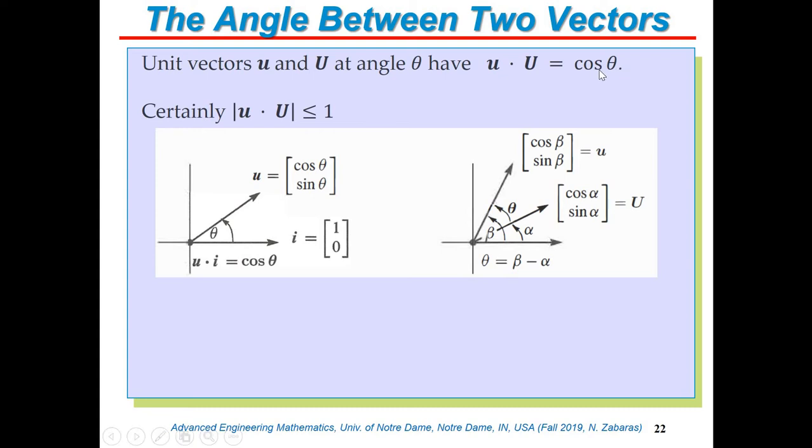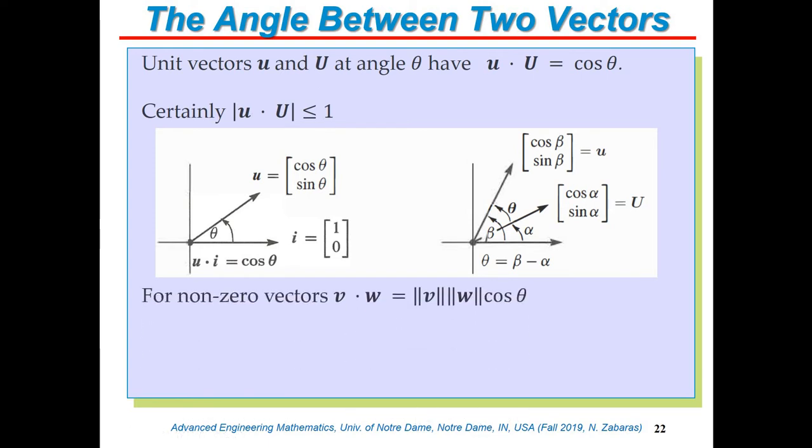Now, because the cosine is between -1 and 1, you can immediately see here that if you take the absolute value of the inner product of these two unit vectors, this is less than or equal to 1. That's an extremely important property that is going to come in handy in multiple calculations. All of this comes from the fact that the cosine is between -1 and 1, and here we write things in terms of absolute values.